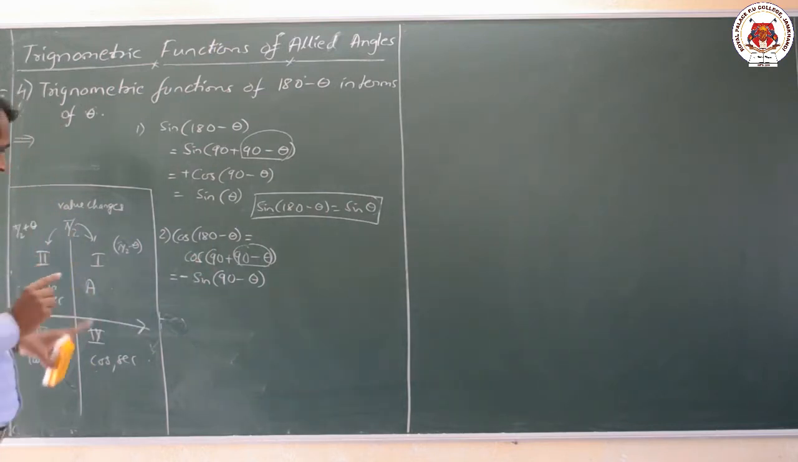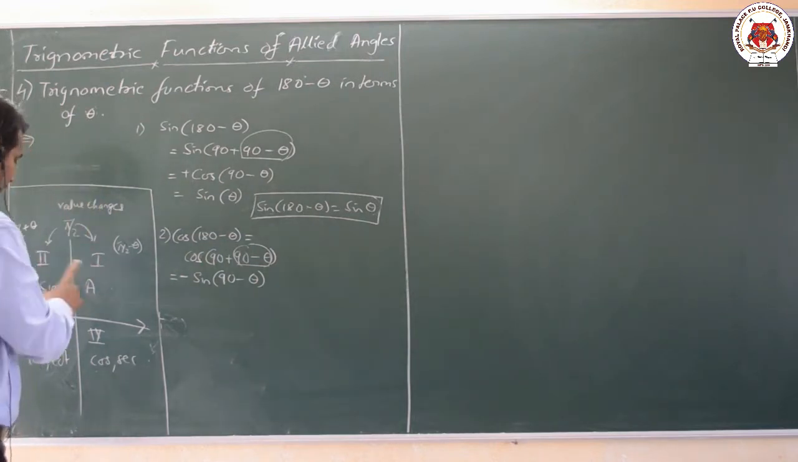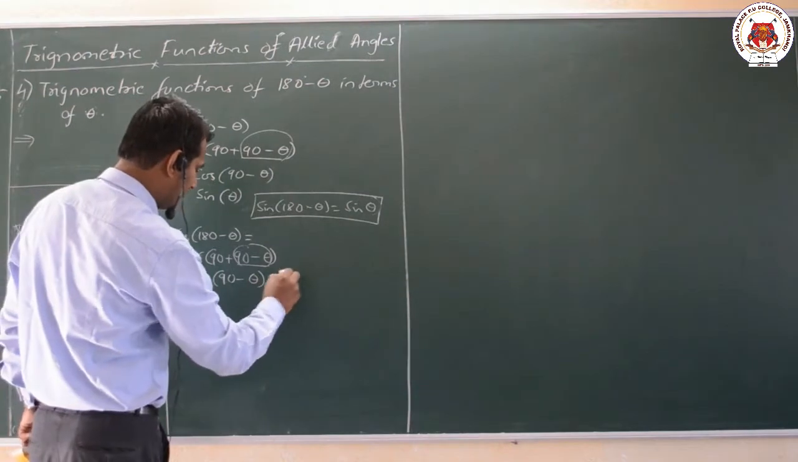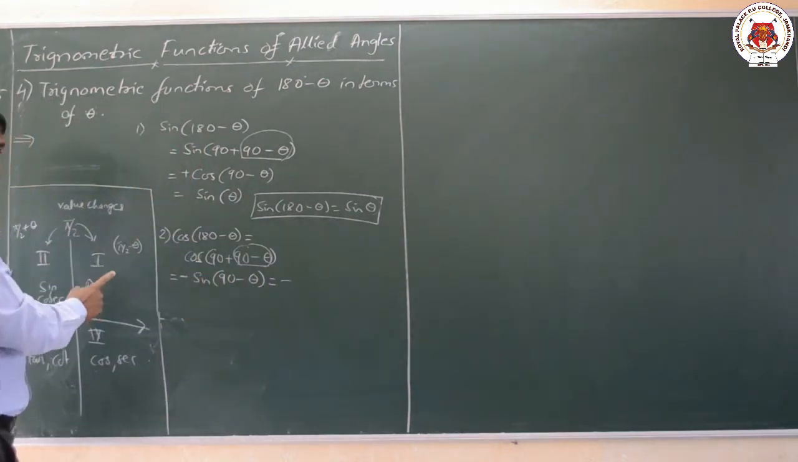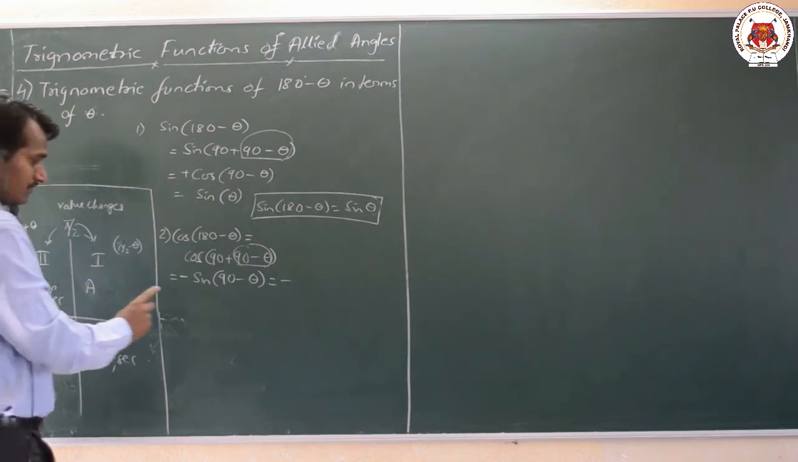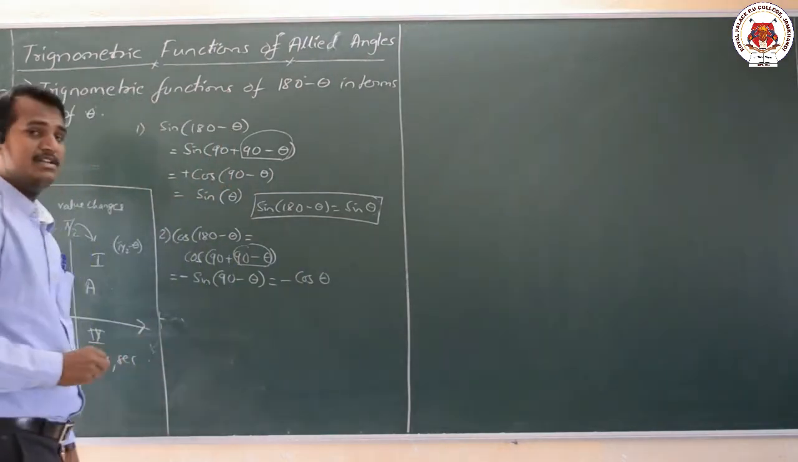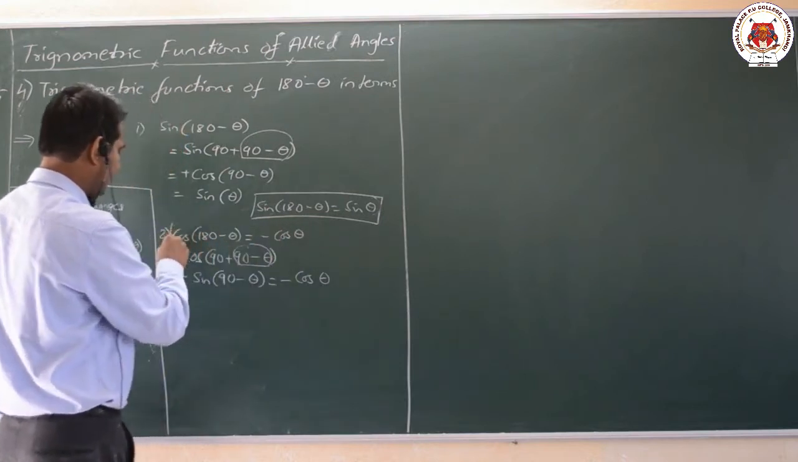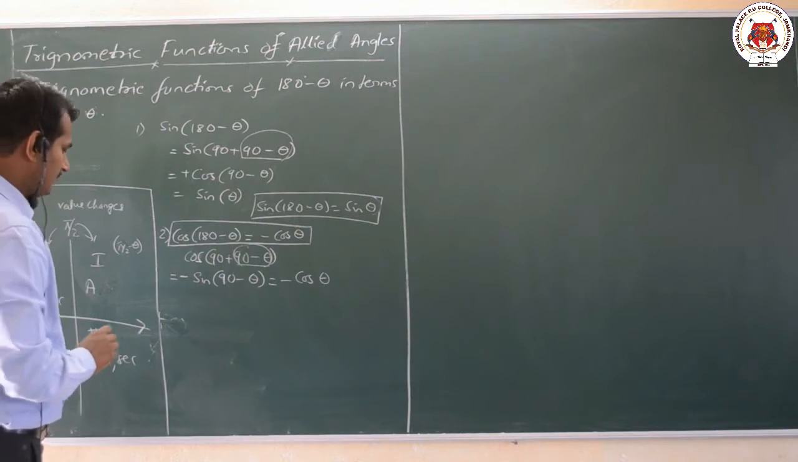Now pi by 2 plus theta, the value changes, and the sign depends on the ASTC rule. In the first quadrant all are positive, in the second quadrant only sine and cosecant are positive. Now the last thing, minus sine of 90 minus theta, that is pi by 2 minus theta, comes in the first quadrant. In the first quadrant sine is positive and sine becomes cos, so we get minus cos theta, that is cos of 180 minus theta. Finished, these two are over.